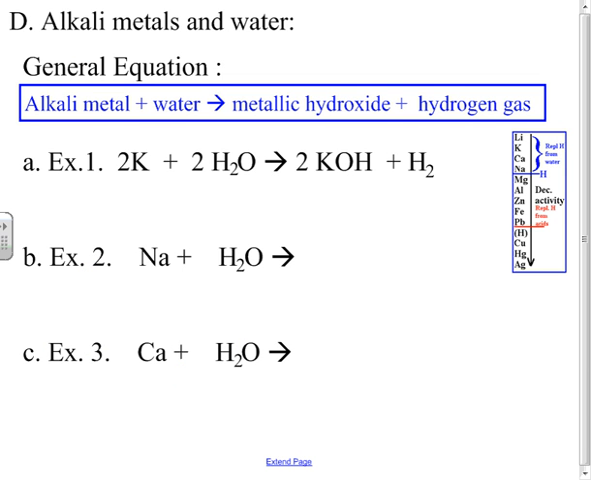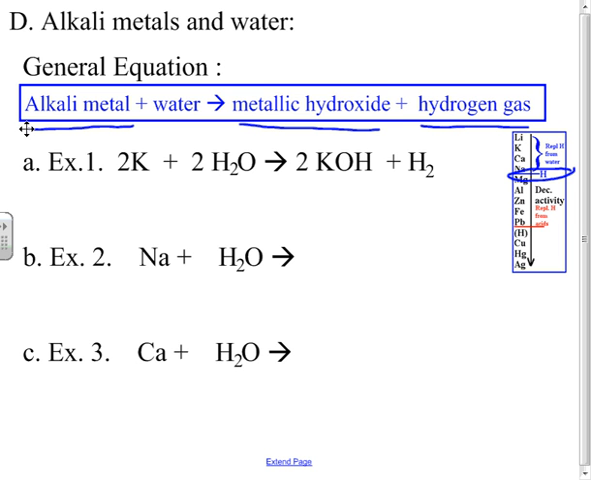Fourth and last type of reaction, alkali metals and water, another single replacement reaction. The overall general equation: if I take an alkali metal, which is more reactive than the hydrogen of water, so here's the hydrogen of water, only those alkali metals or alkaline earth metals above that can replace the hydrogen of water, and if they do, we'll get a metallic hydroxide and hydrogen gas.